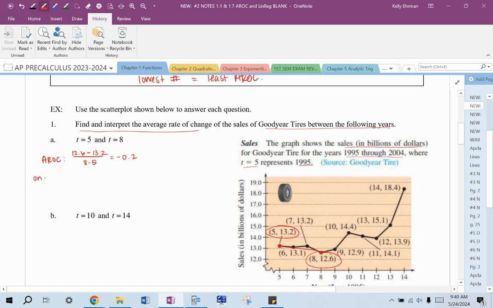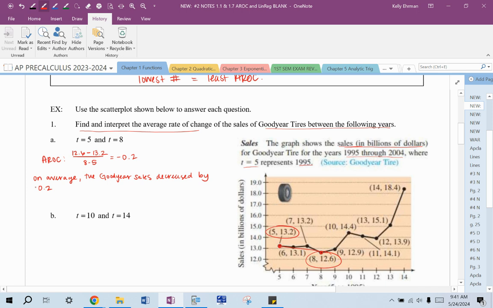Interpret the average rate of change. So I'm going to say on average, the y values, but not y values. What do the y values represent? They represent the sales. I'll say Goodyear sales. Did they increase or decrease? This is a negative slope. You can see the numbers are going down. So decreased by 0.2. I don't want to say decreased by negative, because a negative decrease is an increase. So decrease takes care of the negative.